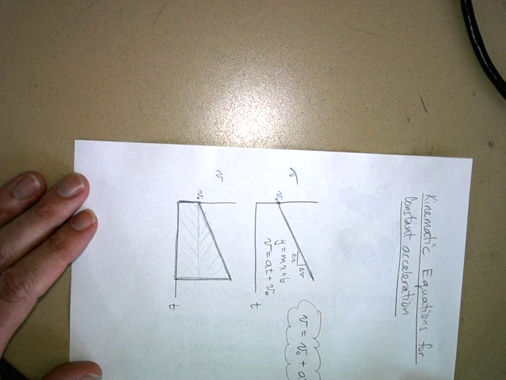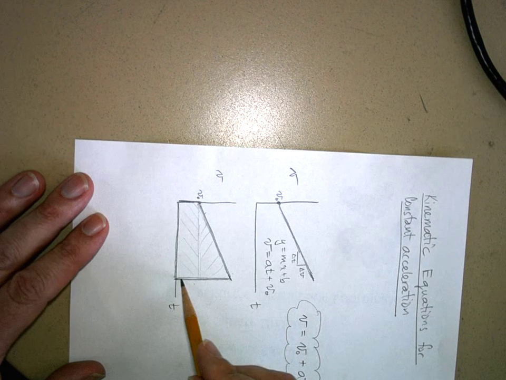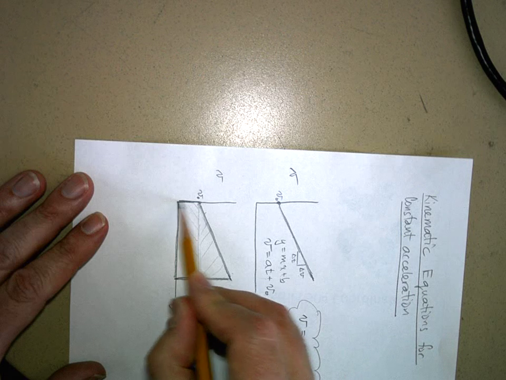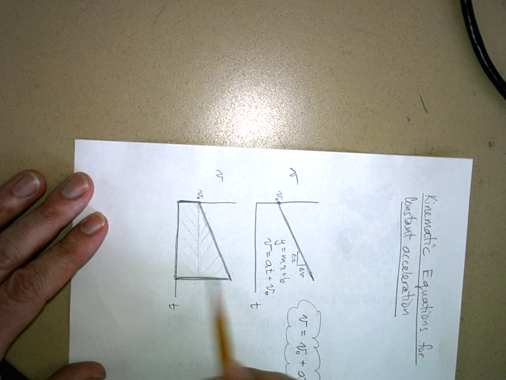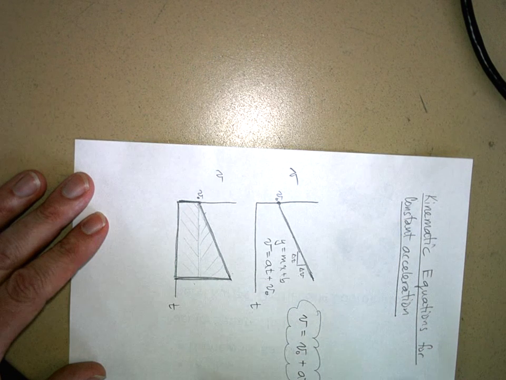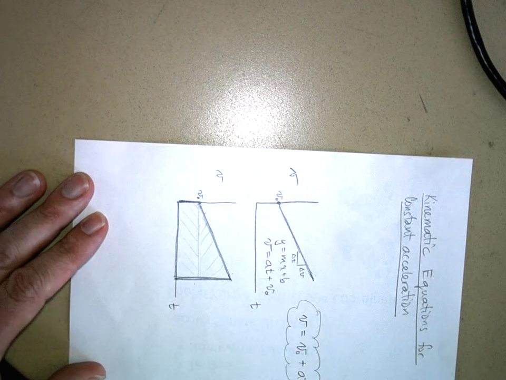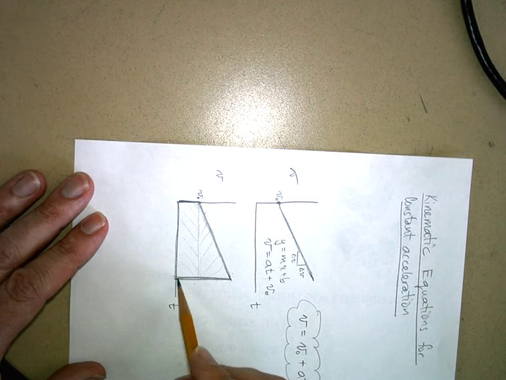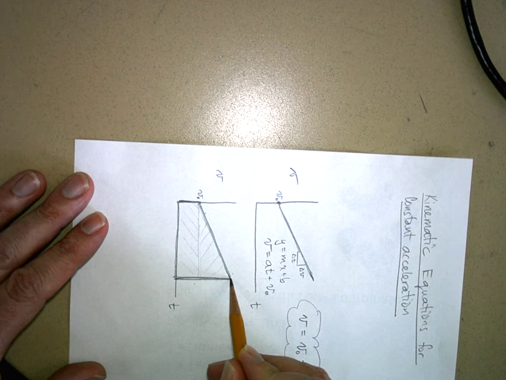Look, this is a trapezoid, right? So it's the average base. Here's base 1. Here's base 2. Times the height. Here's the height. Now, we need to name this base. So this is going to be the final velocity.